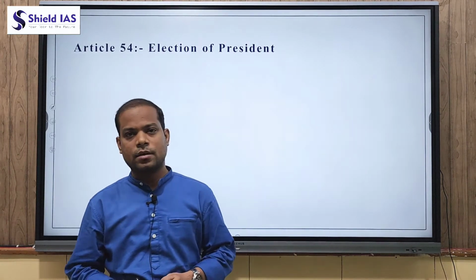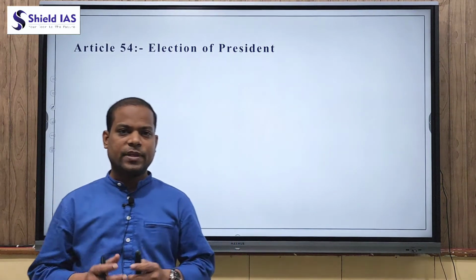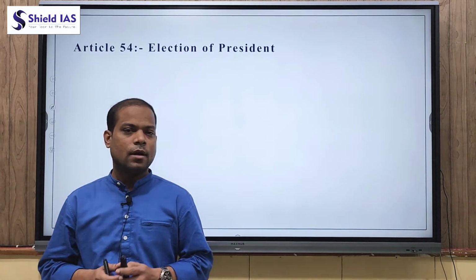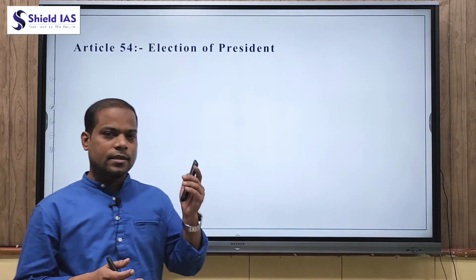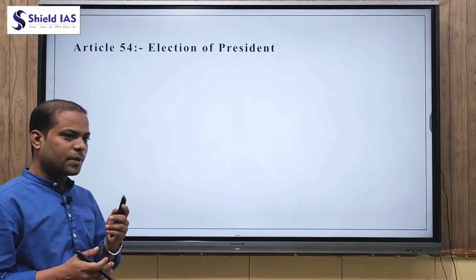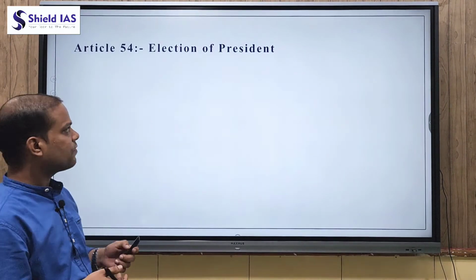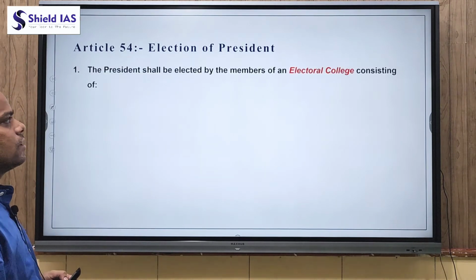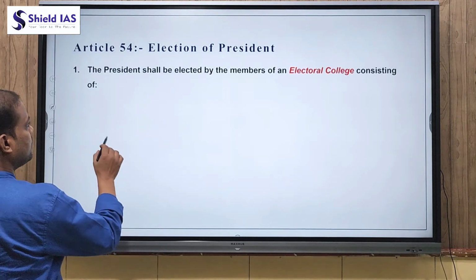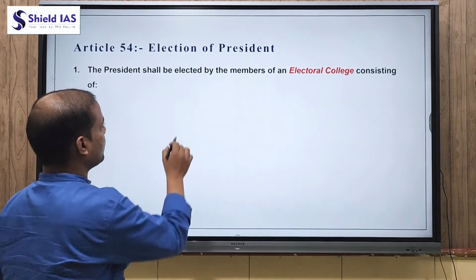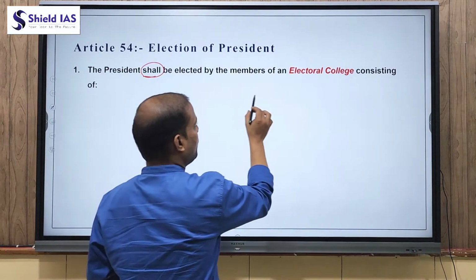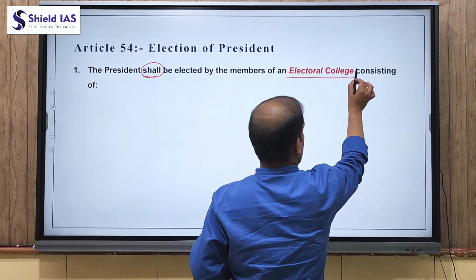Article 52 of the Indian Constitution talks about there shall be a President of India, which means it is mandatory to have a President of India. Article 53 gives another name for the President of India, and Article 54 talks about the election process. The President shall be elected by the members of an electoral college.